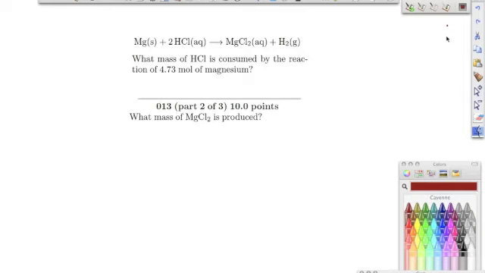Okay, now moving on to number 13. 13 is actually part 2 of 3. In the previous problem, what we did, what you should have done, is we should have balanced the equation by putting a 2 coefficient in front of HCl. And in the previous equation, it tells us that this is what we are starting with. Okay, now in 13 it says what is the mass of magnesium chloride produced. Okay, so I'm looking for the mass of MgCl2.